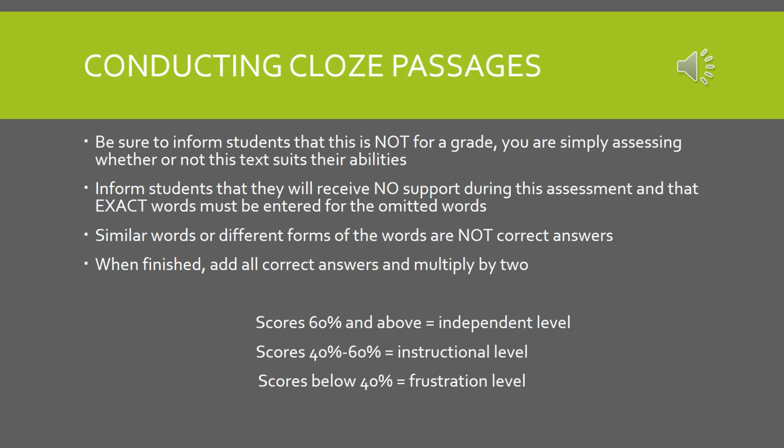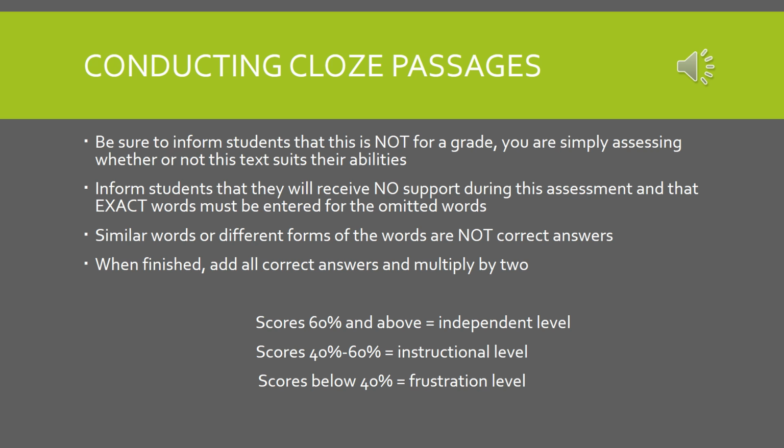If the student scores 60% or above, that means the text is at independent level. If the student scores between 40% and 60%, the text is at instructional level for them. If a student scores below 40%, this means the text is at frustration level and that it is too hard for their readability.